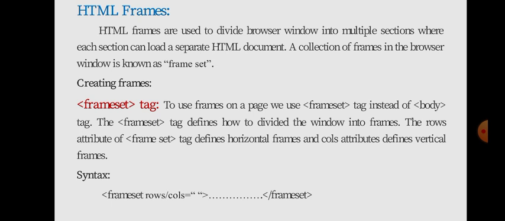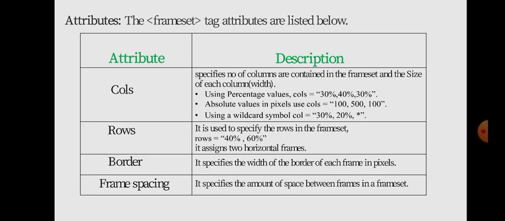And there are some attributes used in frameset. The first attribute is the cols attribute. It specifies the number of columns contained in the frameset, and the size of each column is presented in width. And there are three ways we can give the cols value in the frameset tag. Using percentage values, cols is equal to 30%, 40% and 30%.